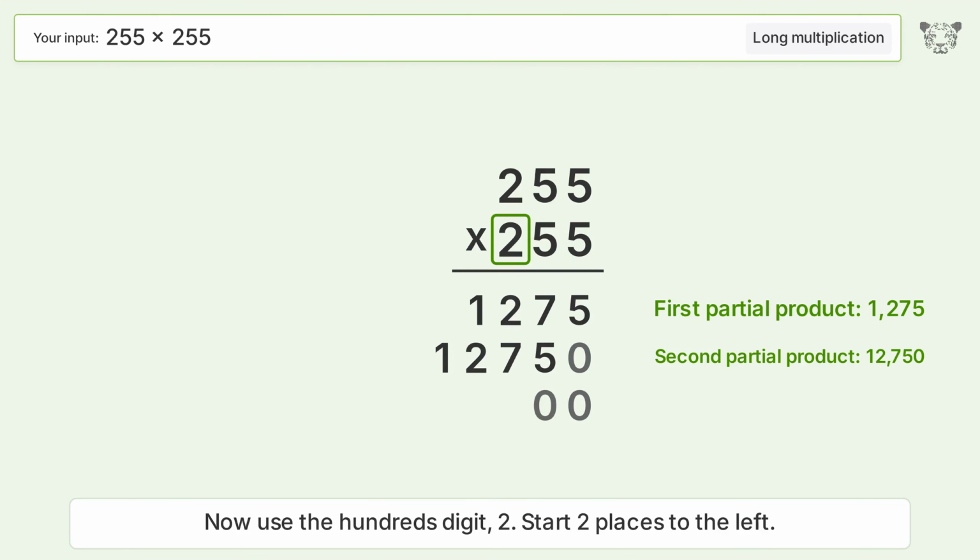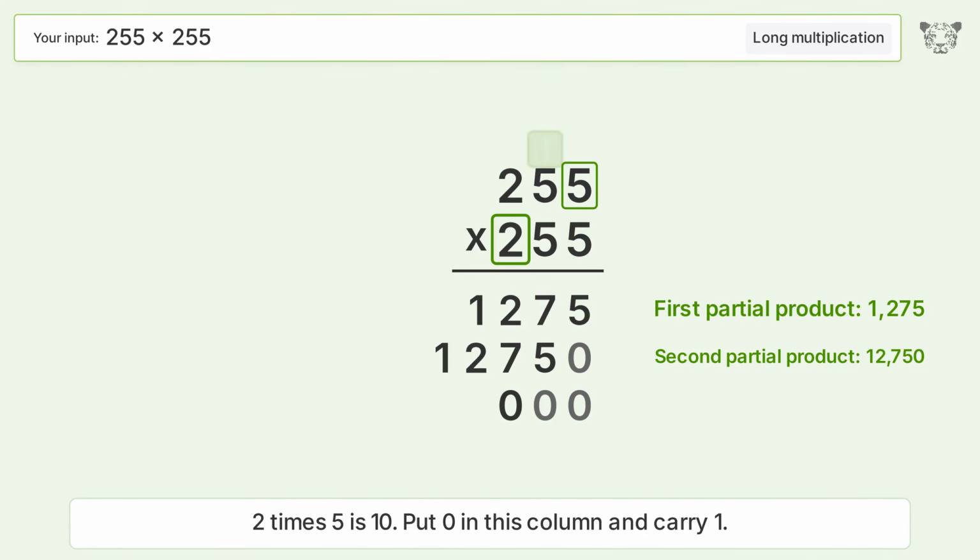Now use the hundreds digit, 2. Start two places to the left. 2 times 5 is 10. Put 0 in this column and carry 1.